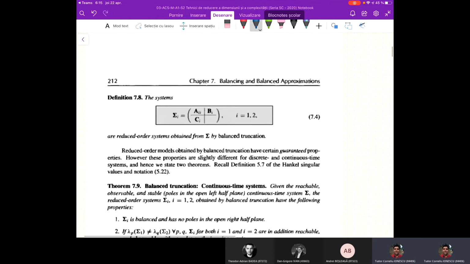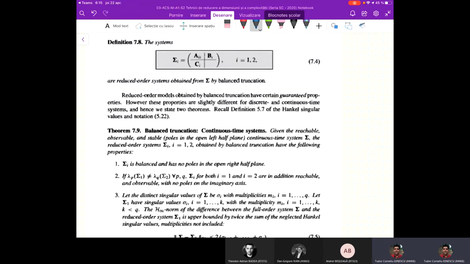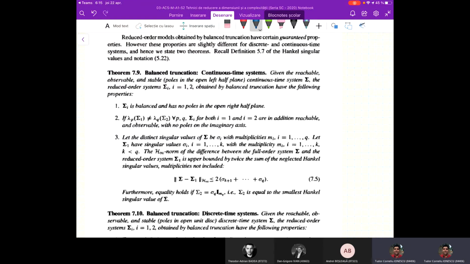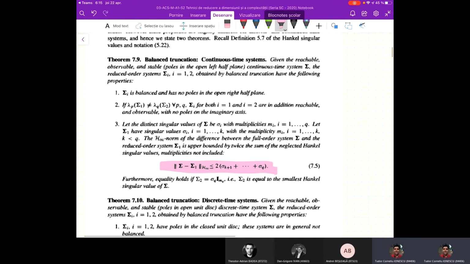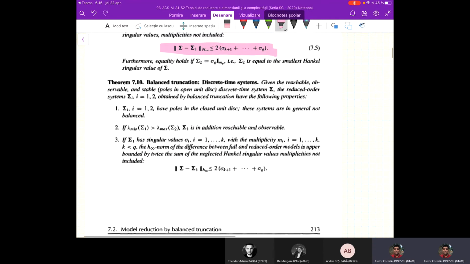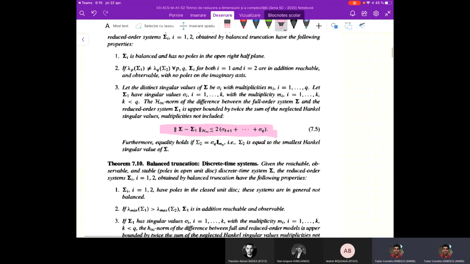And then there is the model reduction part presented here, and it's explained. And here is the error bound. There's also a version for discrete systems, which is essentially pretty much the same thing.